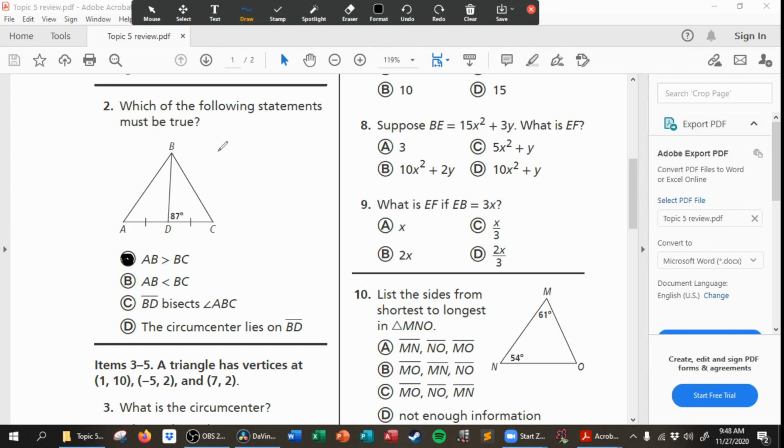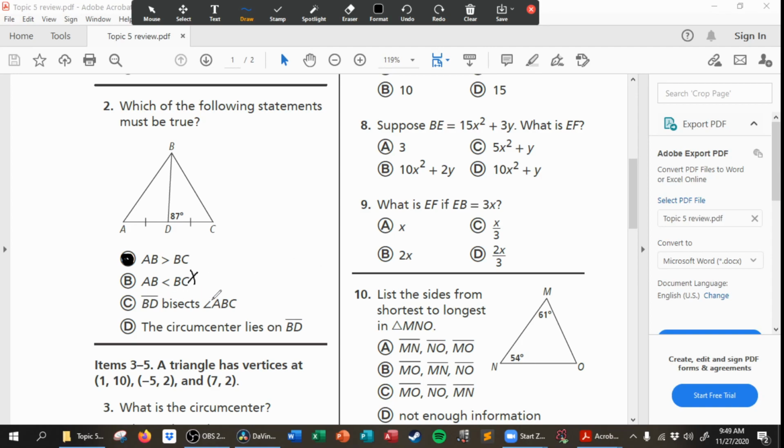And if you want to see the math behind it, 180 minus 87, so we can figure out what this unknown angle is, would be, what, 93? If I add 3 there, yeah, I get 90. So yeah, this angle would have to be 93, and 93 would obviously generate a longer side length than 87. If AB being greater than BC is true, then AB will not be less than BC, so that's obviously not going to be an option.